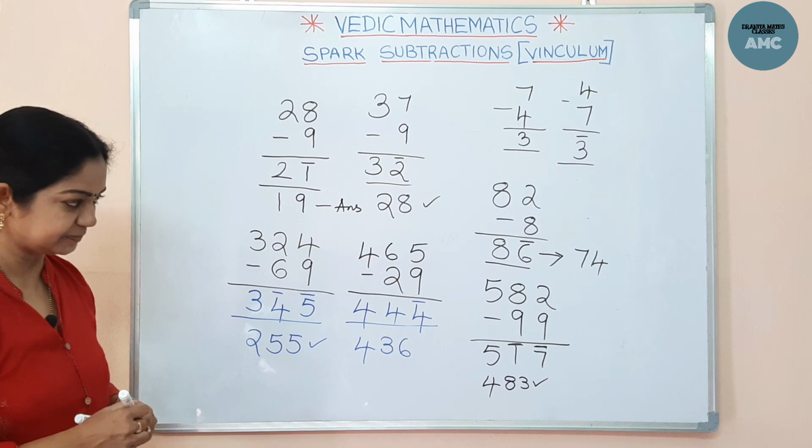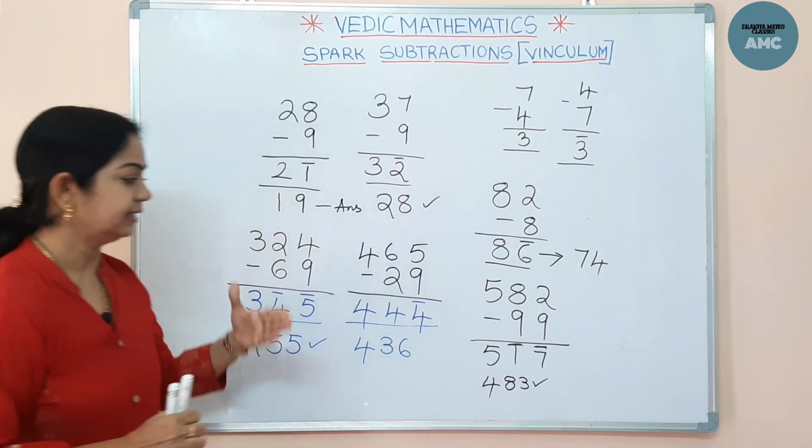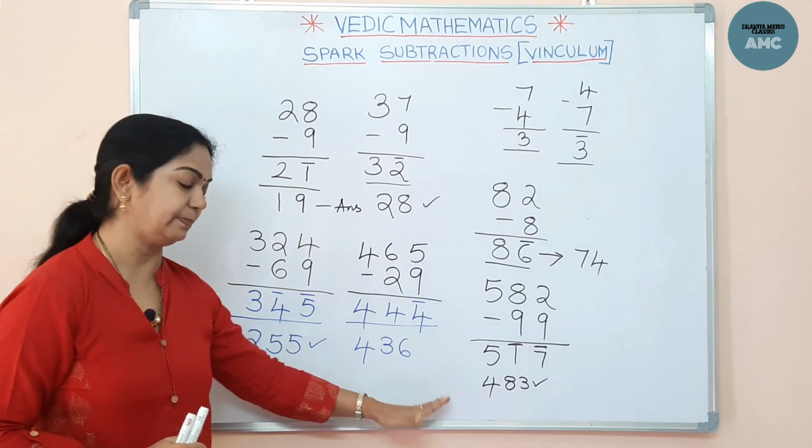Right? Here. Now let's do another example. Let's take now 3-digit and 2-digit. Let us just quickly copy down.